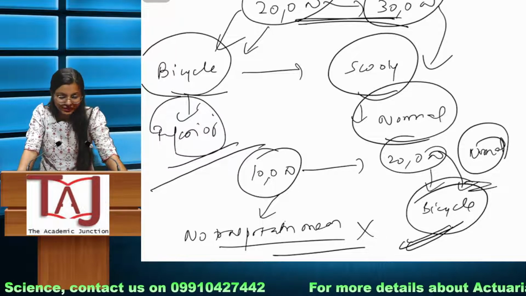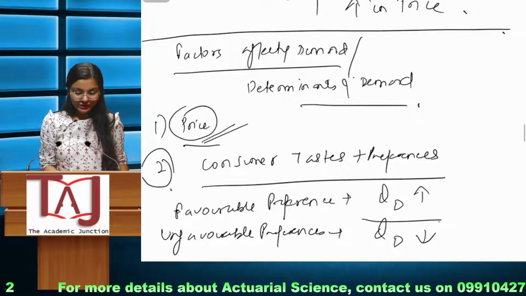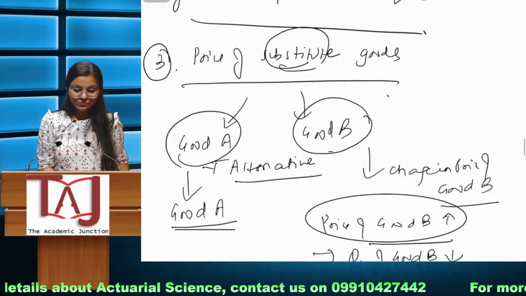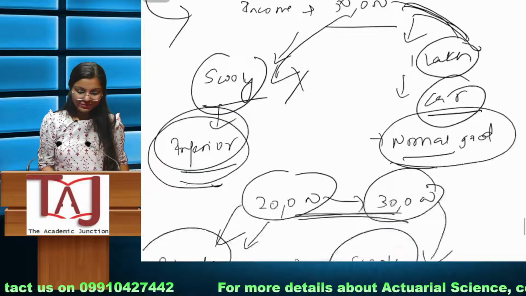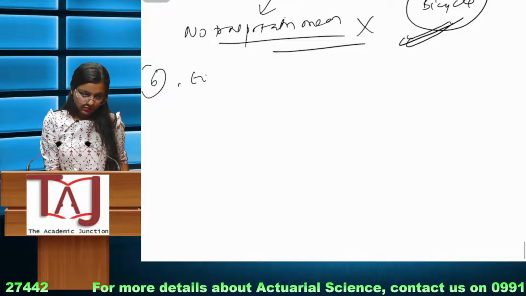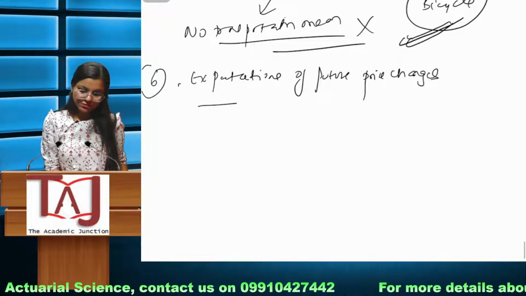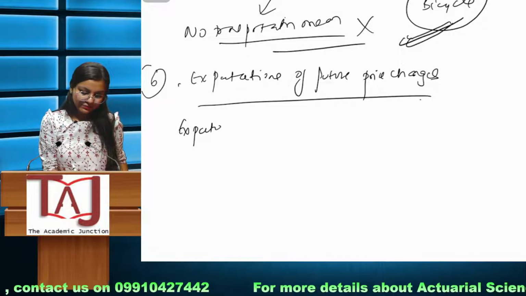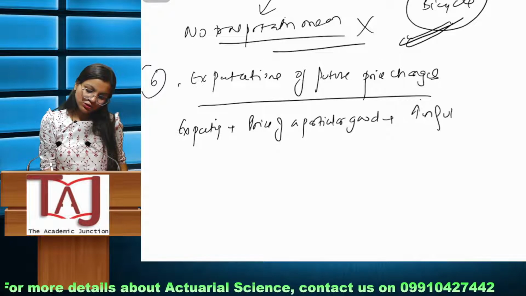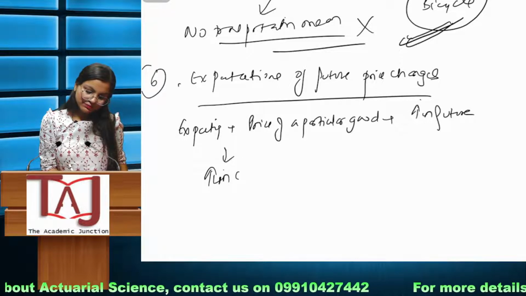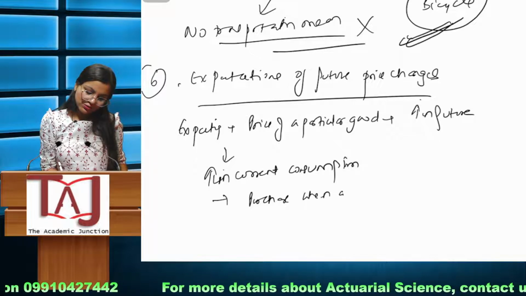So we had discussed the factors which impact our demand. The first factor is price. Next is consumer tastes and preferences. Third is price of substitute goods. Fourth is price of complementary goods. Fifth is consumer income. Now let's move to the sixth factor, expectations of future price changes. If you are expecting that the price of a particular good will rise in future, you will increase its current consumption so that you can purchase when goods are less expensive.